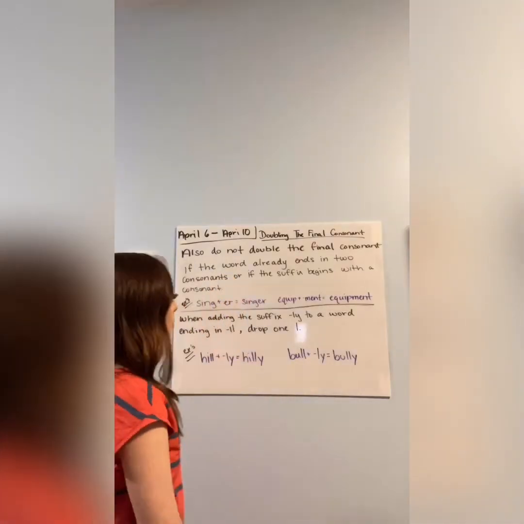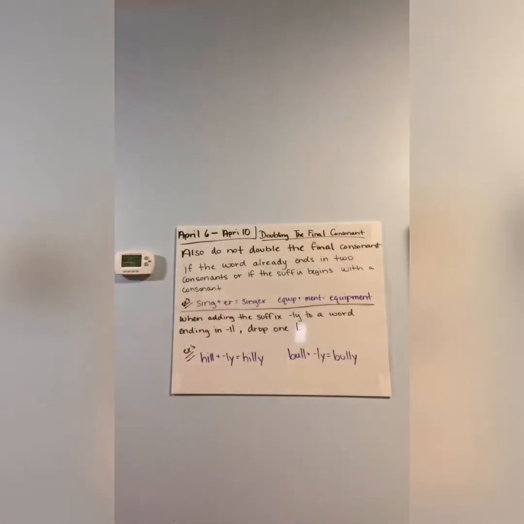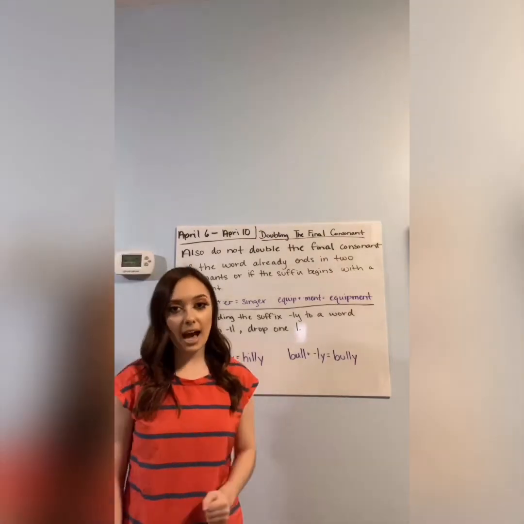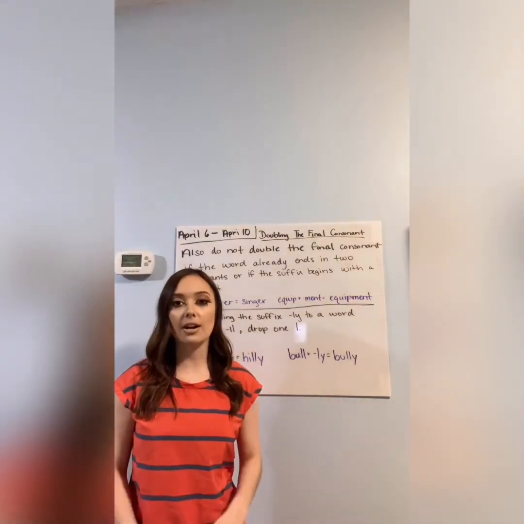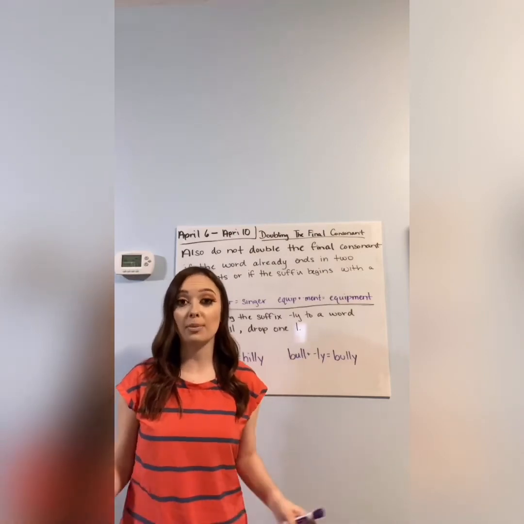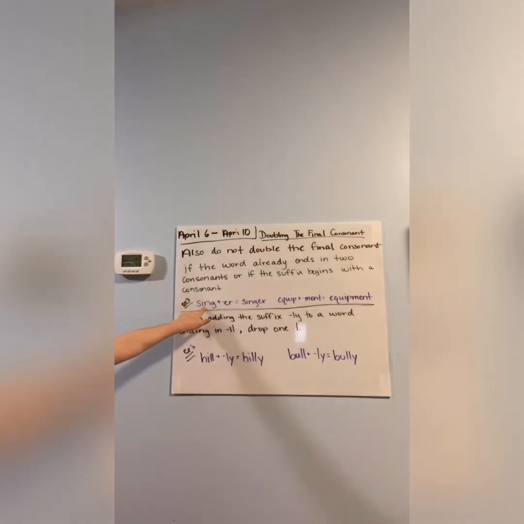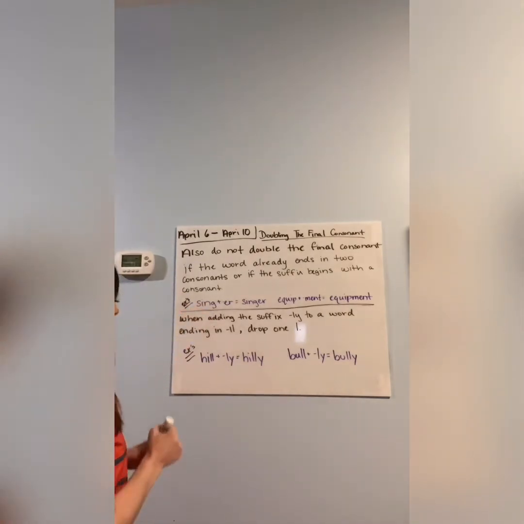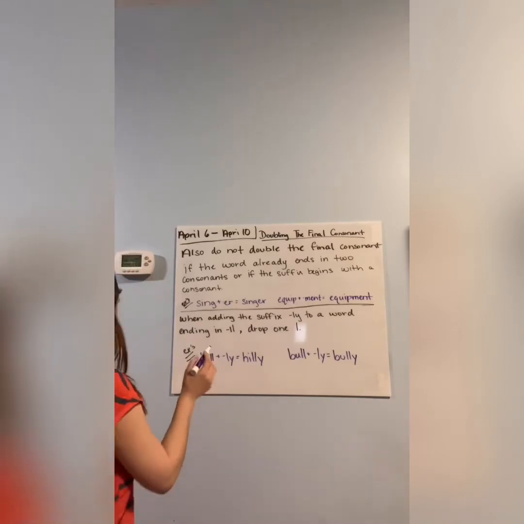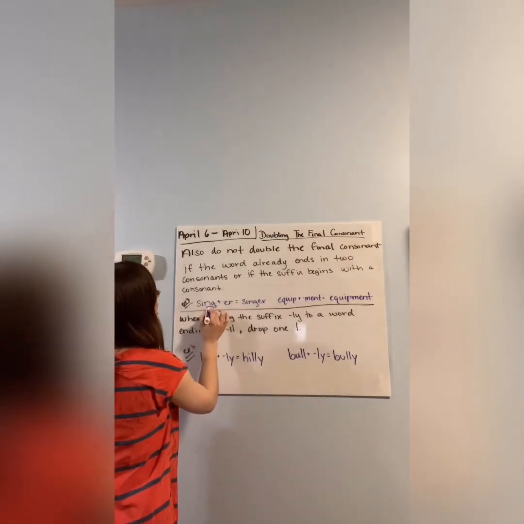A few more rules to this. It says we also do not double the final consonant if the word already ends in two consonants. So let's stop right there and look down at our first example. Remember, vowels are A, E, I, O, and U, and consonants are everything in the alphabet that is not a vowel. If you look at your first example, the word is sing. And if you look at this word, you can see that it ends in two consonants.